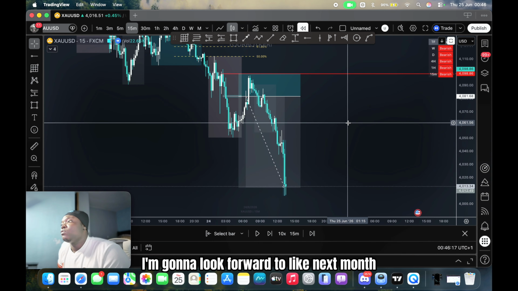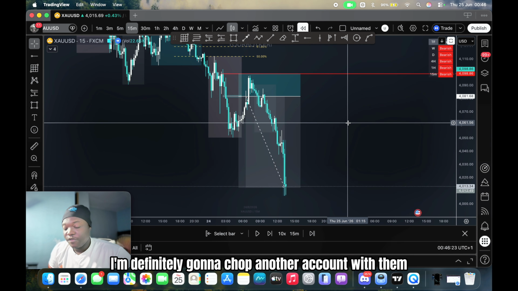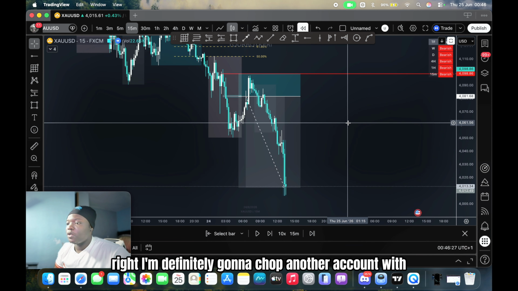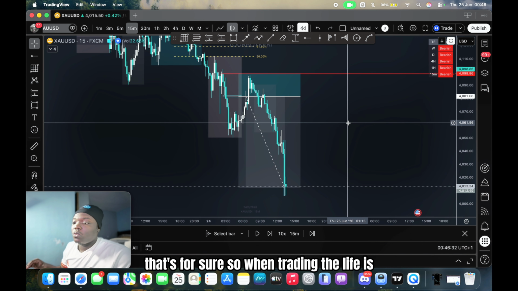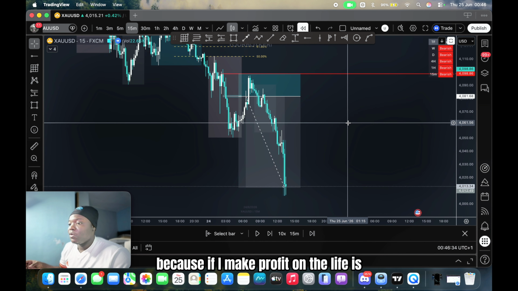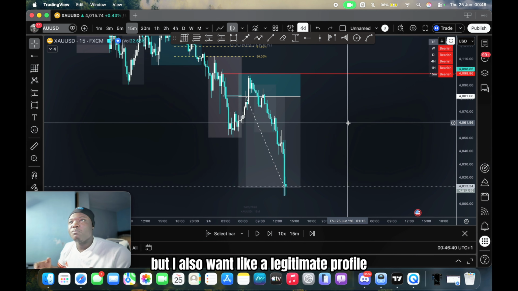I'm looking forward to next month, if some discounts drop on Funding Pips and Alpha Capital. I'm definitely going to get another account with them, and with Alpha Capital for sure. When trading the live phase, if I make profit I won't be overtrading the account. If I make profit, I want to let the account be, but I also want a legitimate prop firm.